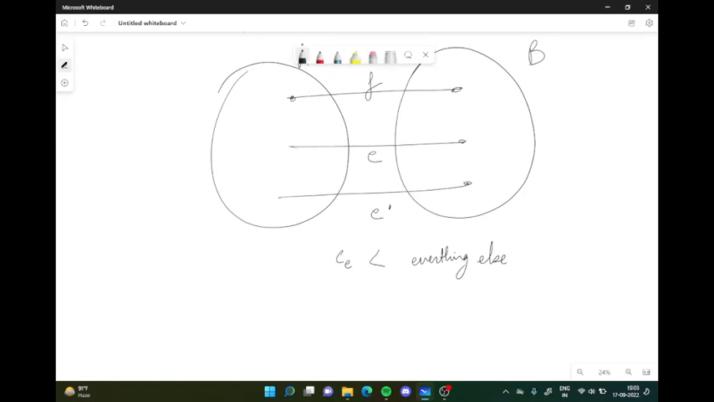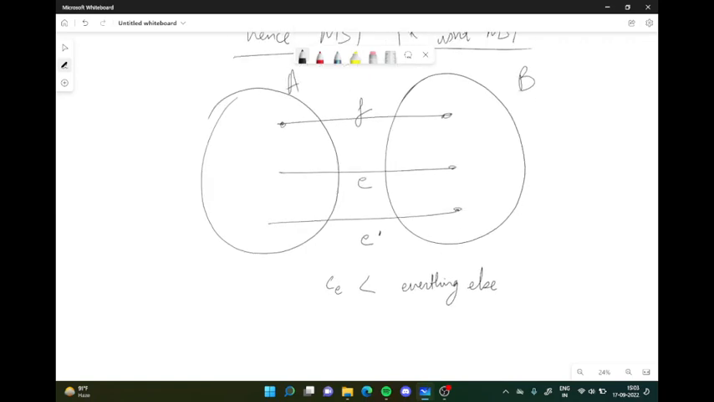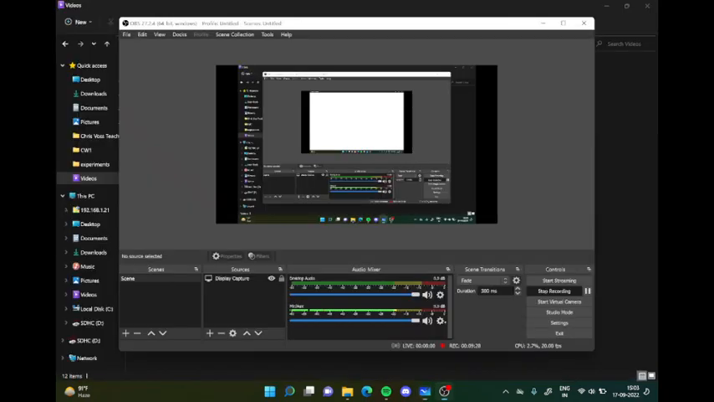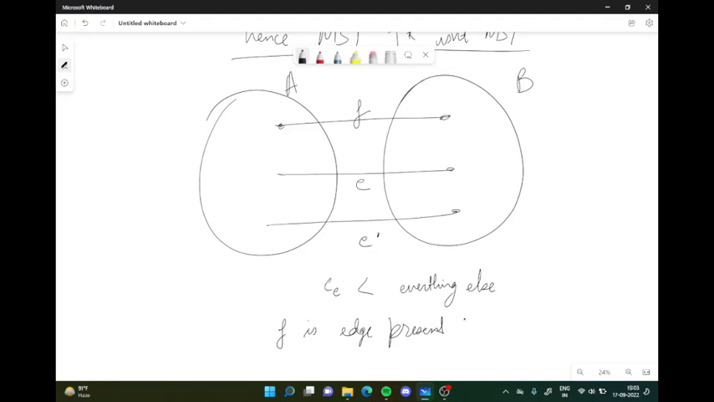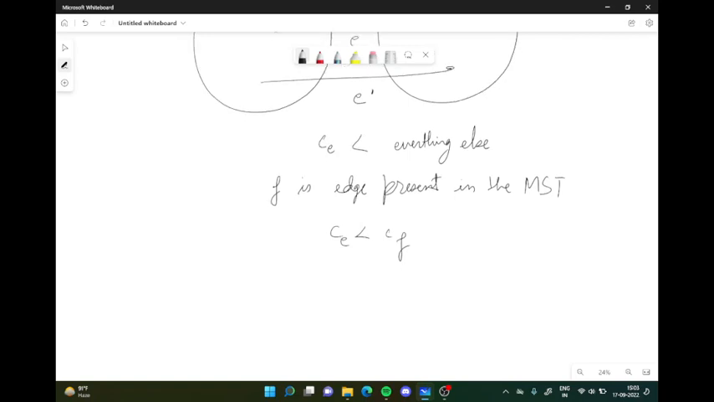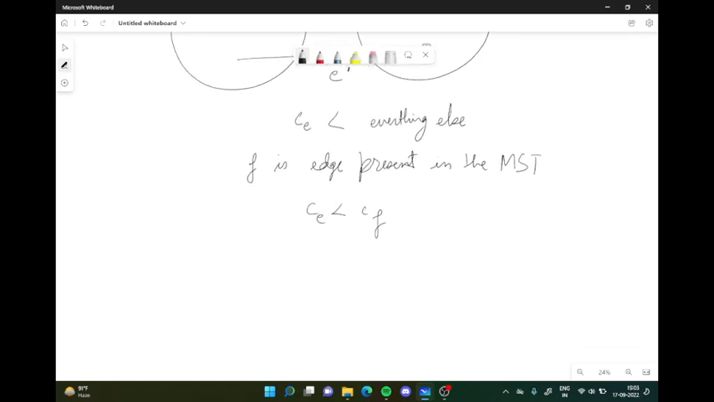So let's say that edge is F, for example. F is an edge present in the MST. So the cost of E is less than the cost of F. That's for sure because E is the cheapest one. So why not let's just do an exchange, let's wing it. Let's exchange E with F and be prepared for the consequences.